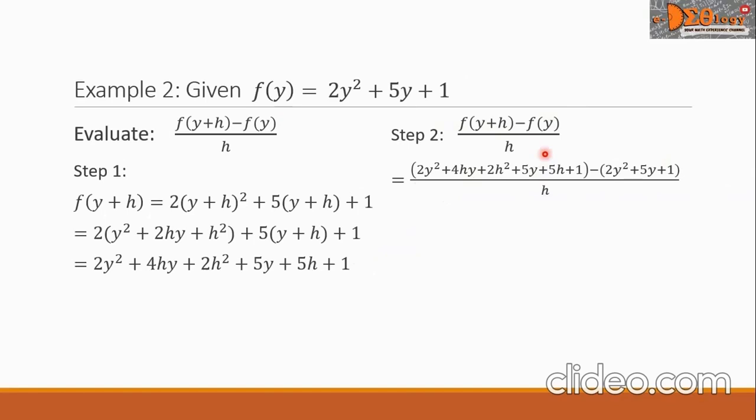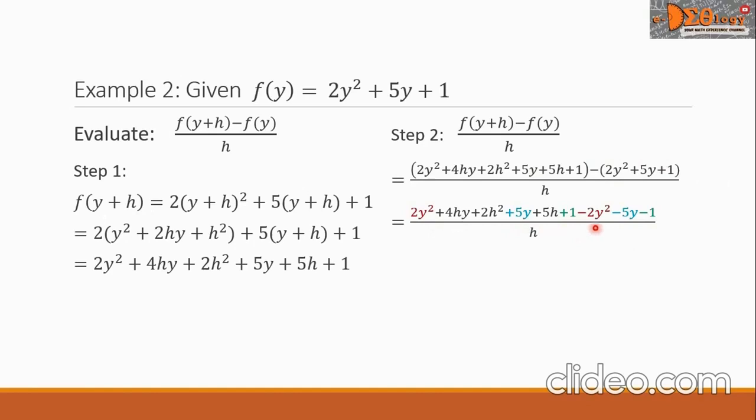Let us remove the grouping symbols respectively. In the first group, which is a big group, we can directly remove the grouping symbol. While the second group is preceded by a negative sign, we must change the signs of all the terms of the second group. So we have now 2y squared plus 4hy plus 2h squared plus 5y plus 5h plus 1.